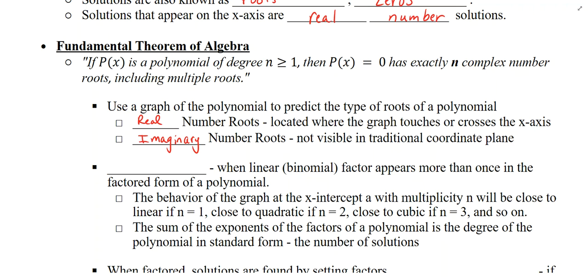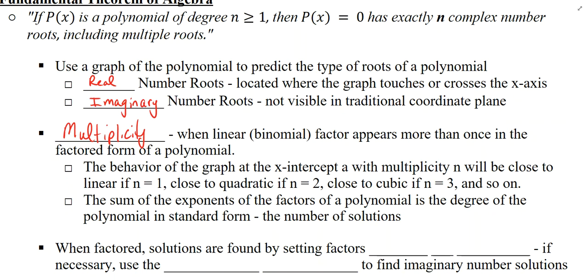Multiplicity is the term used to describe when a linear factor appears more than once in a factored form of a polynomial. The behavior of a graph at the x-intercept with multiplicity n will be close to linear, or approximately a straight line, if n is equal to 1. The graph behavior will be close to a quadratic or parabolic if n is equal to 2, close to cubic if n is equal to 3, and so on.